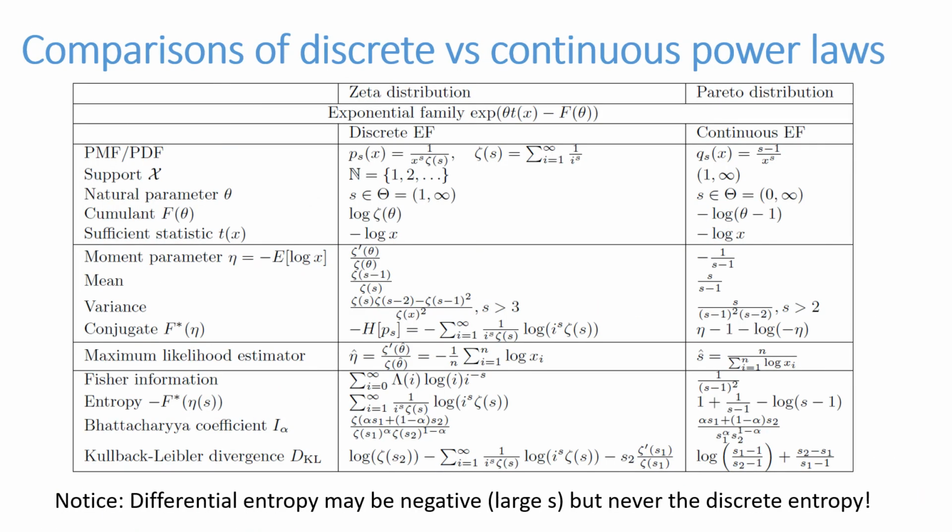Let me summarize our comparative study of discrete versus continuous power law distribution. I want to point out that the differential entropy of a Pareto distribution can potentially be negative, but the entropy of a zeta distribution is always positive. Also observe that the maximum likelihood estimator for the Pareto distribution admits a simple closed form formula, but this is not the case for the zeta distributions because we need to convert the moment parameter eta to the corresponding natural parameter, theta.